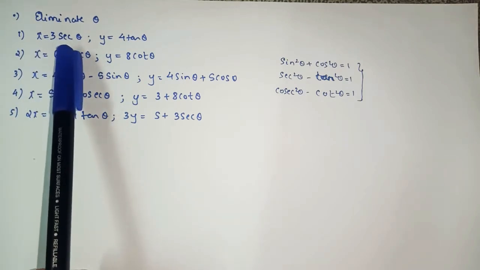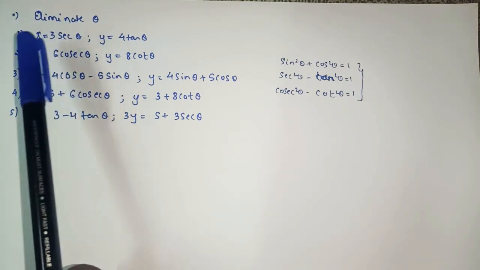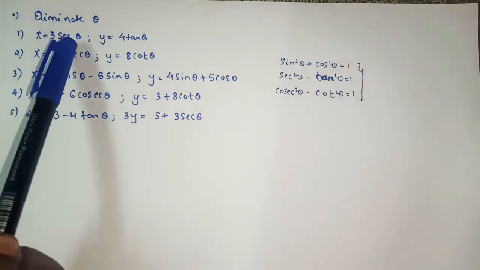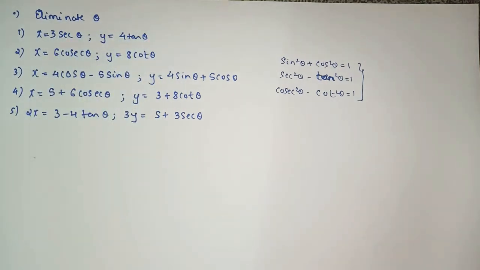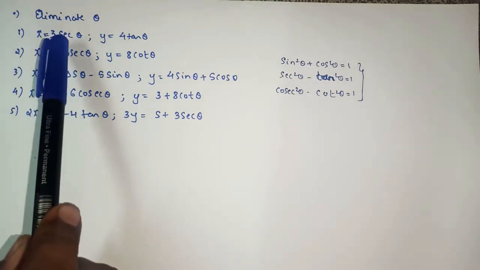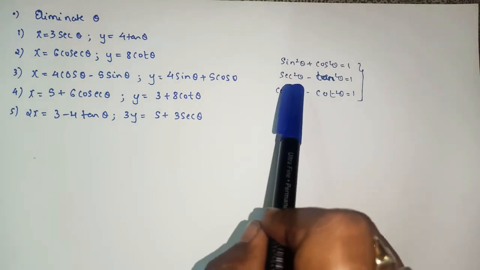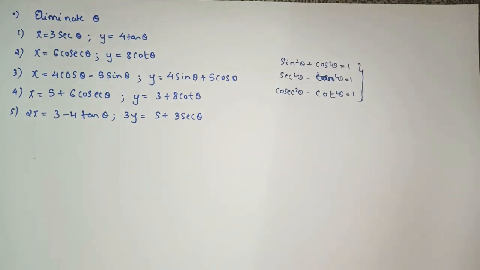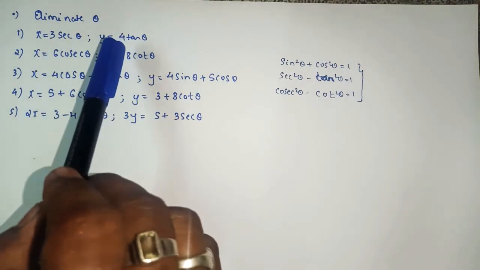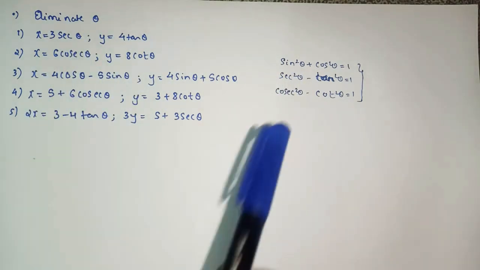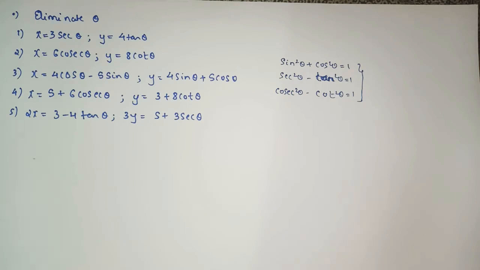Here the first one is: x equals 3 sec theta, and y equals 4 tan theta. So here we have sec and tan in the question. So first guess, what is the relation between sec and tan in the identities? Yes, we have one relation, that is sec square theta minus tan square theta equals 1. So for this first sum, we'll use this formula to eliminate theta.